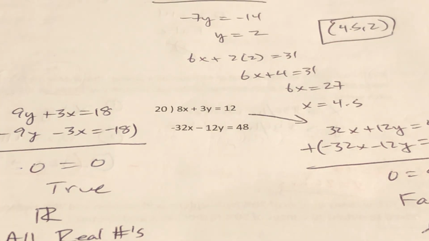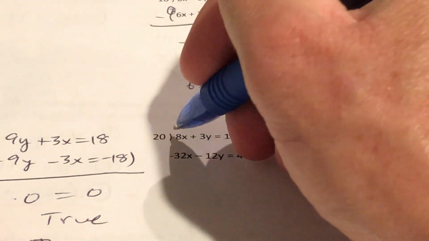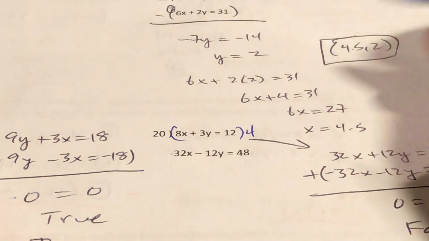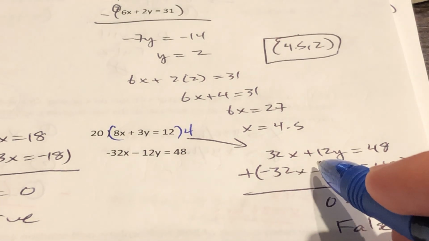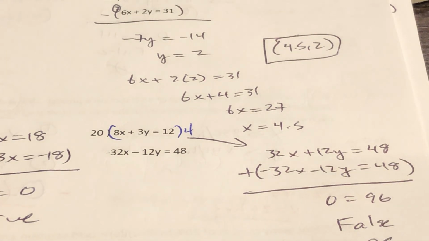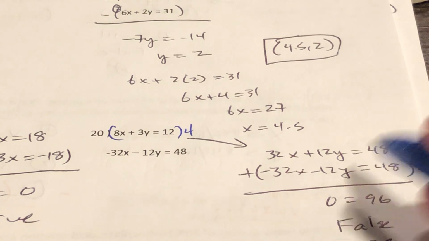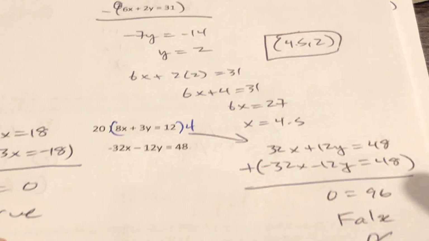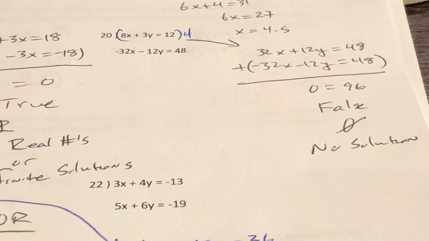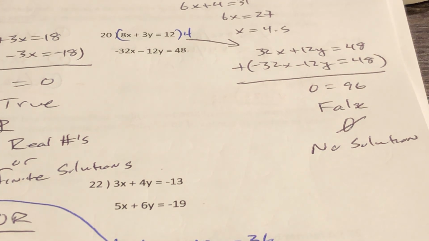This next one, what did we do? We multiplied the top equation by 4. 32x plus 12y is equal to 48. The x's are opposite, the y's are opposites. Add them together, you get 0 equals 96, which is false. That's no solution. All right.